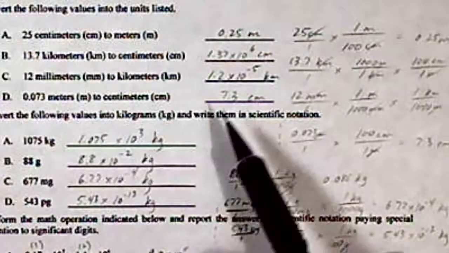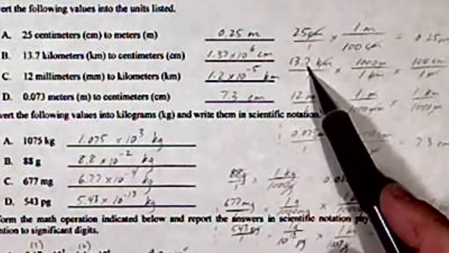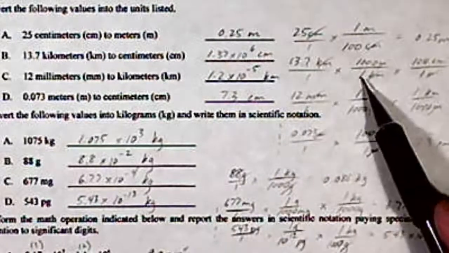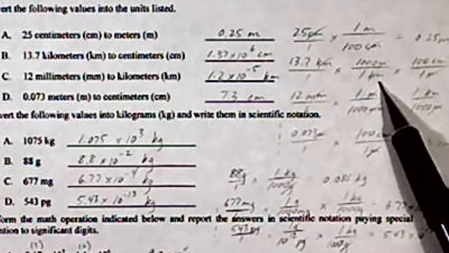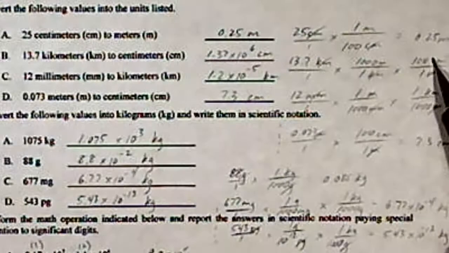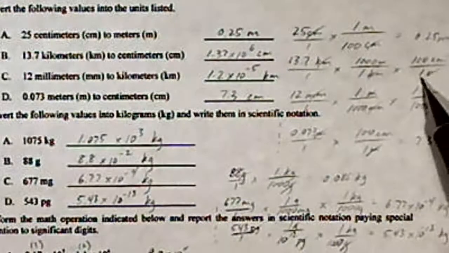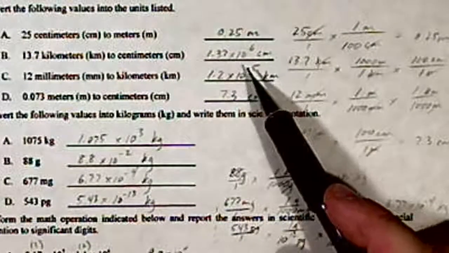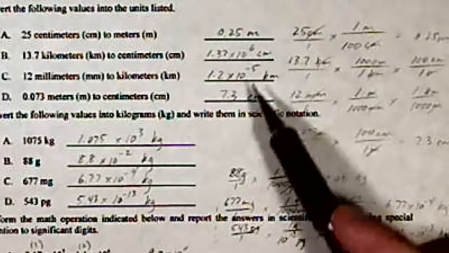B, 13.7 kilometers into centimeters. Start out with my 13.7 kilometers. I know there are 1,000 meters in 1 kilometer and 100 centimeters in 1 meter. Multiplying those out, I get 1.37 times 10 to the 6 centimeters.